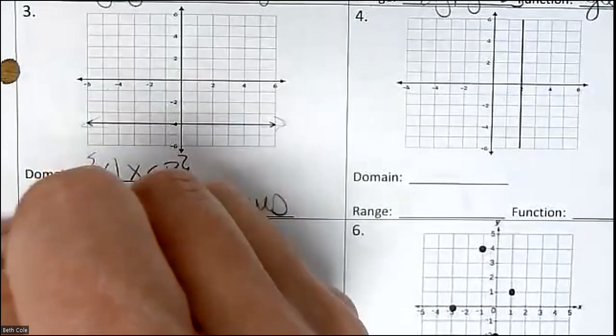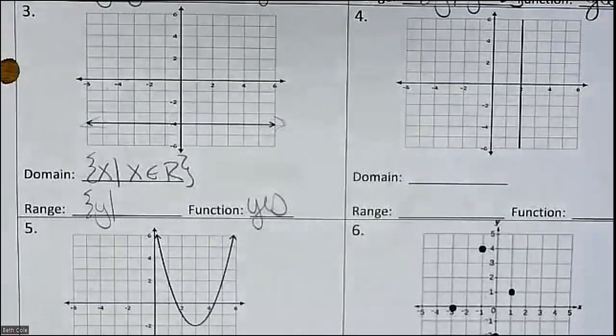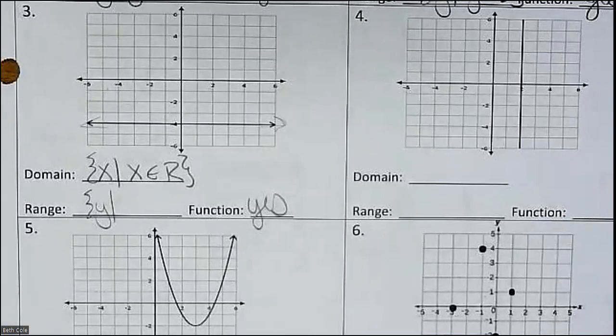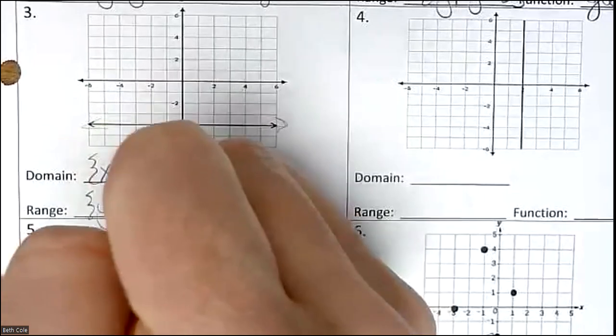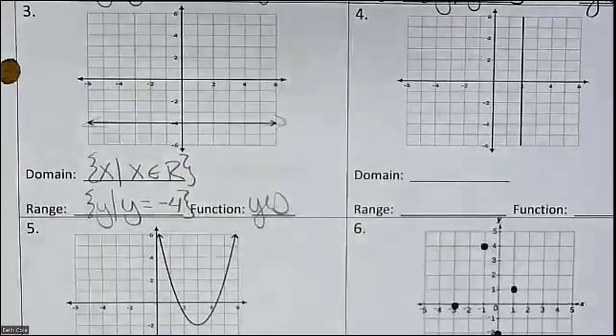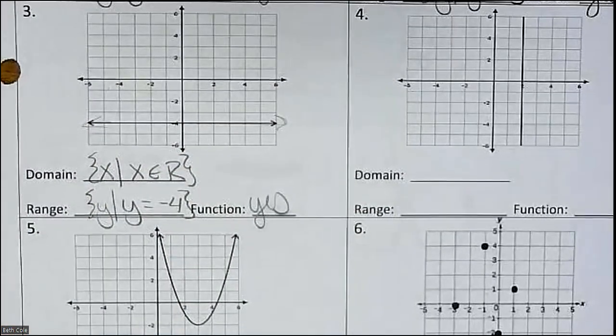Now the range for this one's a little bit weird. You only get one number. What's the only number in the range? -4 is the only number in the range. So you just write y equals -4. That's the only number you get. It's stuck there at -4. It's what we call constant. It's a constant function.